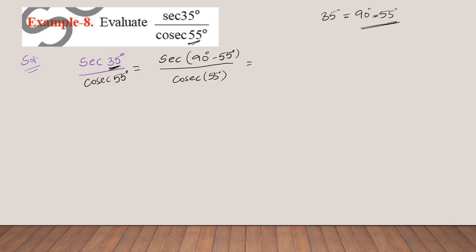Okay. Now clearly you can observe here, you are having the 90 minus form, and beside that you are having secant. So secant of 90 minus theta, I can write as cosecant theta. So I can write cosecant of 55 degrees divided by cosecant of 55 degrees. If you observe, both numerator and denominator are equal, so I can cancel it out and it gives me the answer as 1.